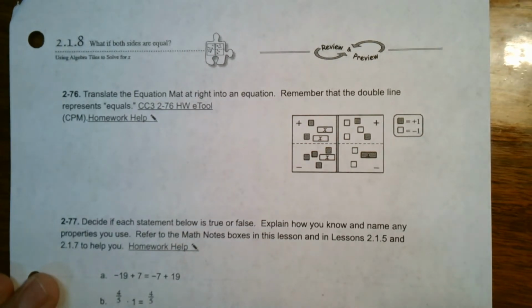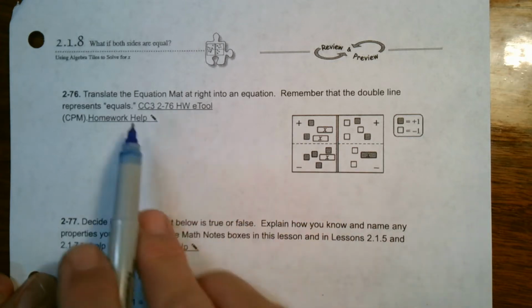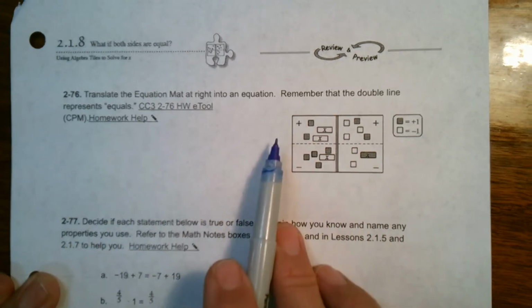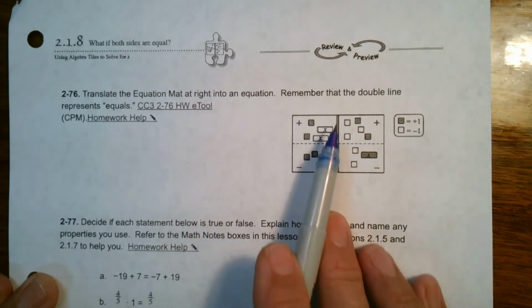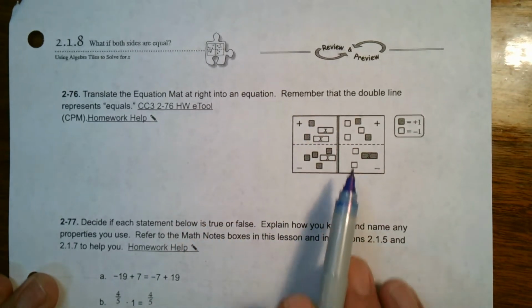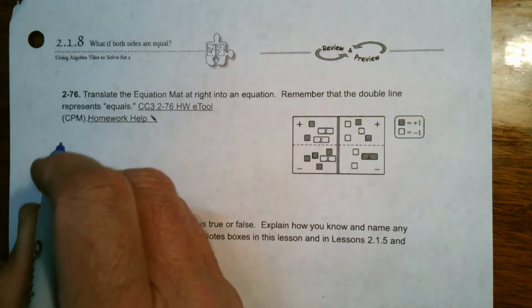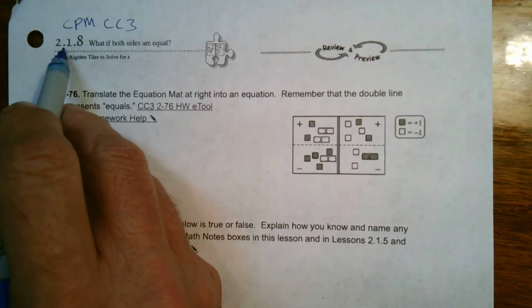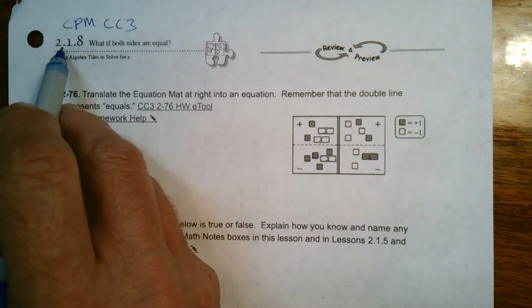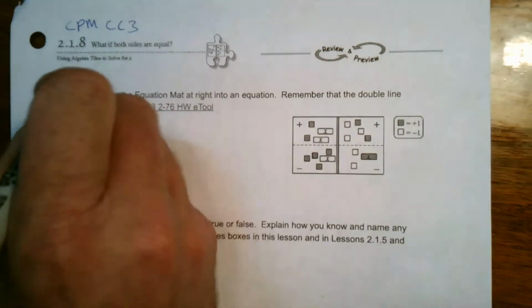We are looking at a problem that has to do with simplifying and translating algebra tiles, specifically an equation mat, and talking about how to solve this equation based on what was given. This is an actual problem from CPM, Course 3, CC3, section 2.1.8, and number 2-76 is what I'm looking at.